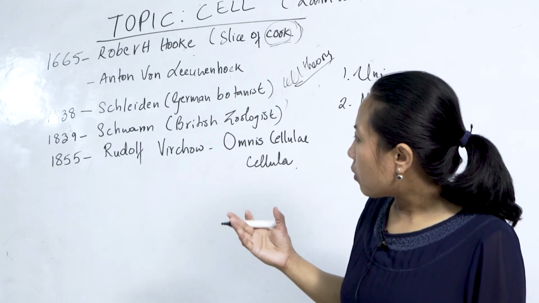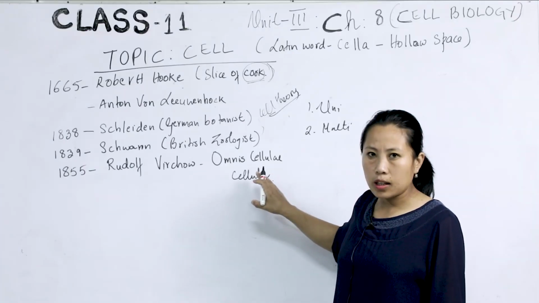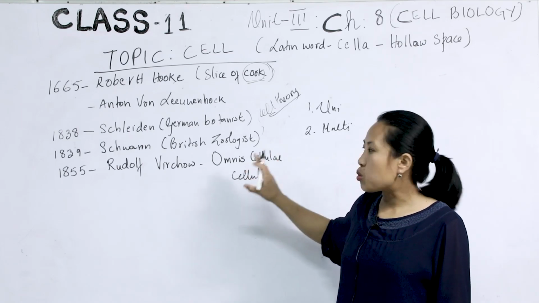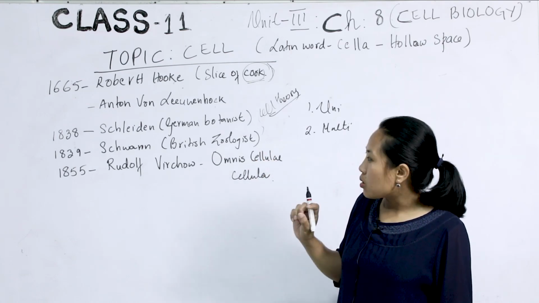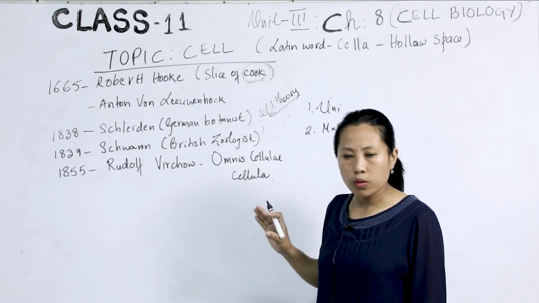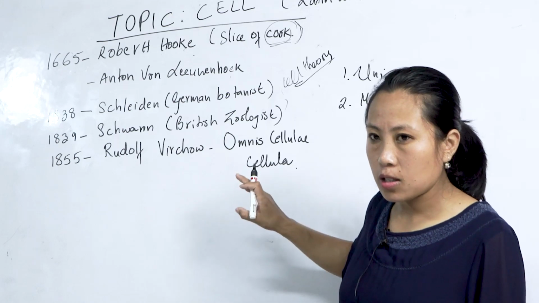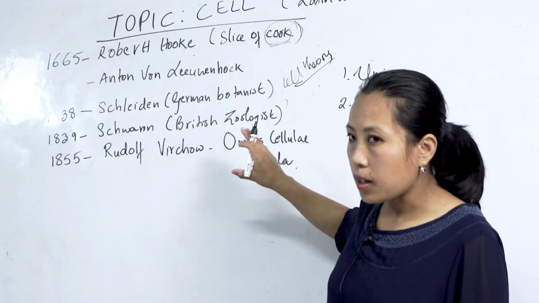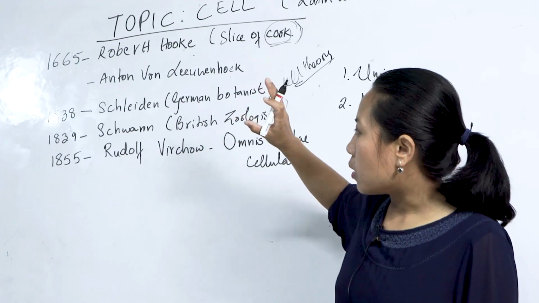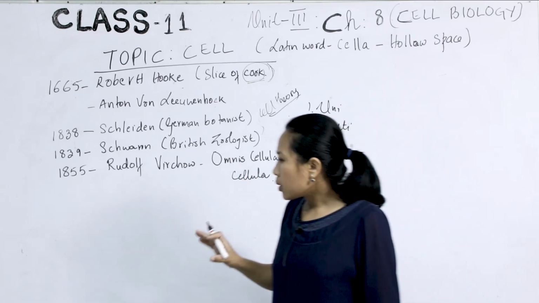Then in 1855, Rudolf Virchow stated omnis cellula e cellula: new cells arise from pre-existing cells, and he put up a cell theory which today is known as the modern cell theory. In his modern cell theory, he stated that all organisms are composed of cells and products of cells, and that all new cells arise from pre-existing cells, or cells divide and give rise to new cells.